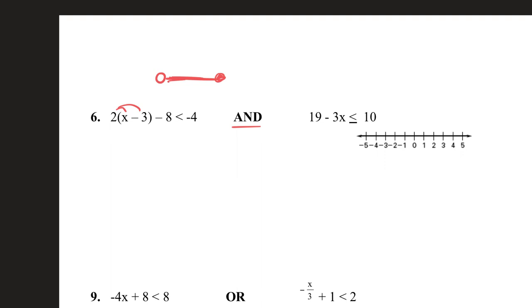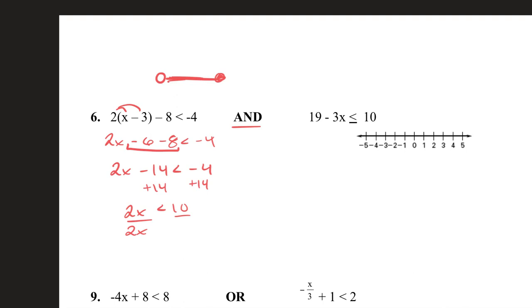So distribute. We get 2x minus 6 minus 8 is less than negative 4. Okay, now we'll go ahead and combine like terms. 2x minus 14 is less than negative 4. All right, next we will add 14, and we'll get 2x is less than 10. And lastly, let's just divide by 2. All right, and we'll get x is less than 5. All right, so that is our first one.